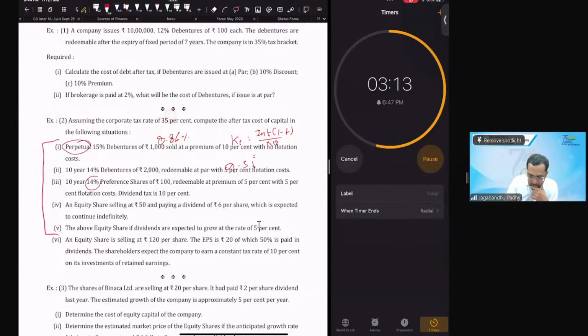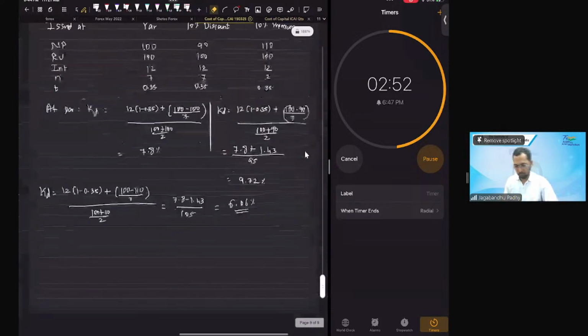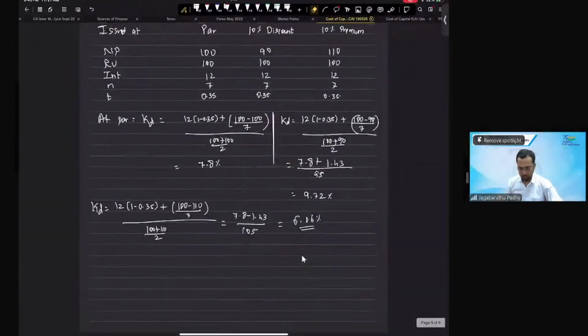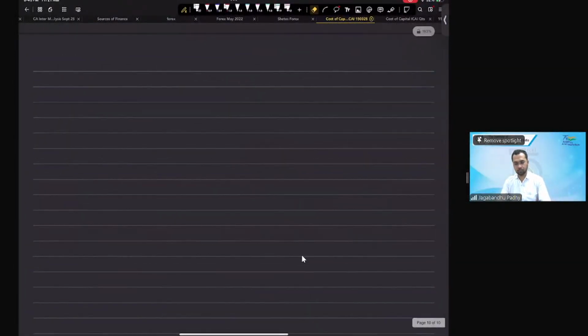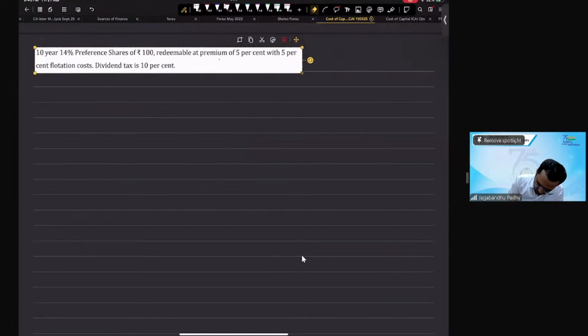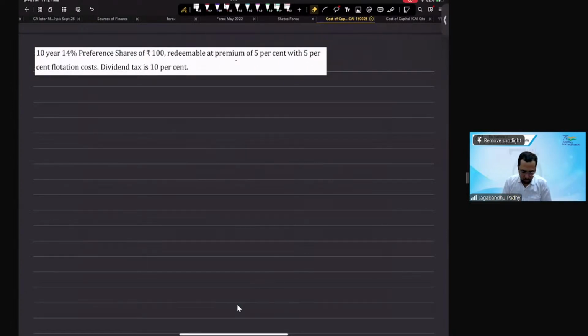They say 14% preferential redeemable at a premium of 5% with 5% flotation cost, dividend taxes 10%. Okay. So how are we going to do that? See, let me take this question over there. Okay. 10-year 14% preference share.